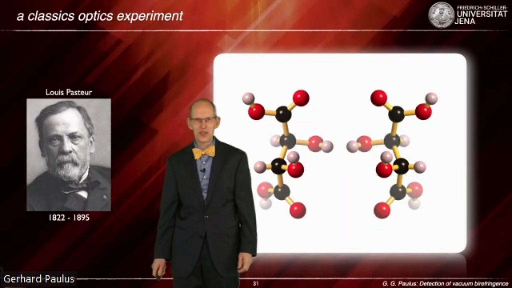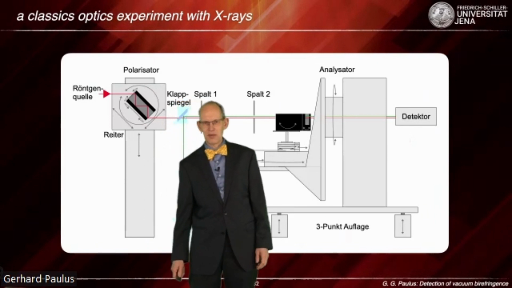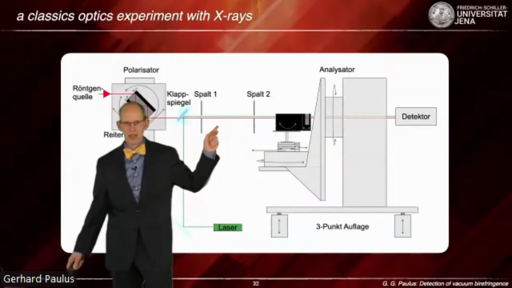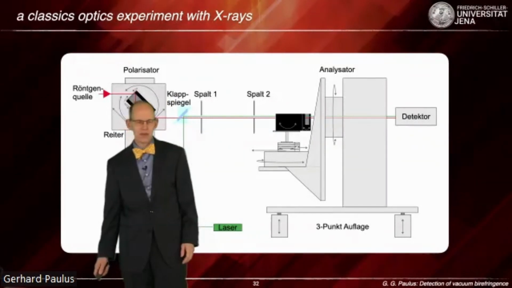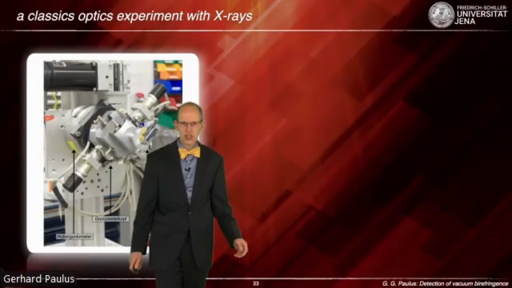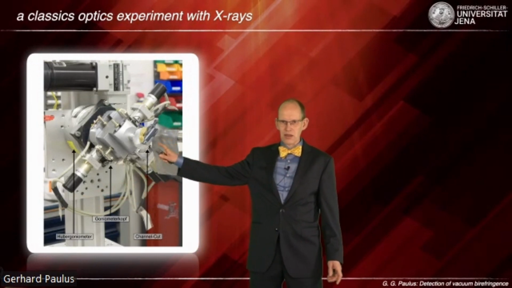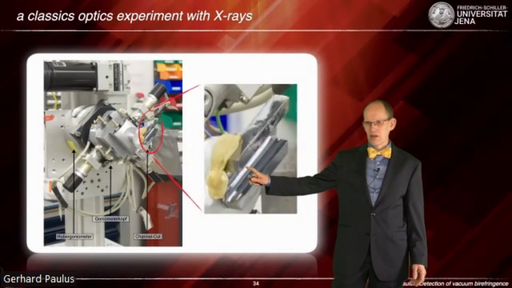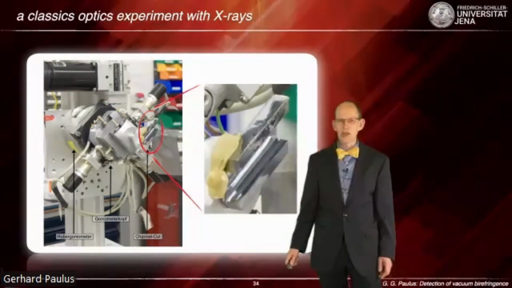And so we decided to use sugar in order to find optical activity in the X-ray regime. So this is the experiment: polarizer here and the analyzer here, and in between, not shown here, the sample, in this case a cuvette with sugar. Here are a few pictures. What you see here is the channel cut mounted on a goniometer. Here a closer look at this channel cut. You can nicely see this crystal with the channel cut in.